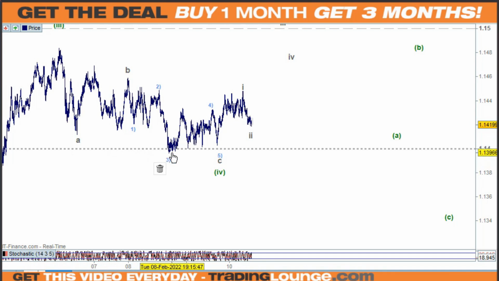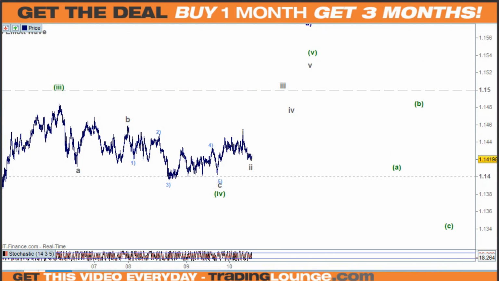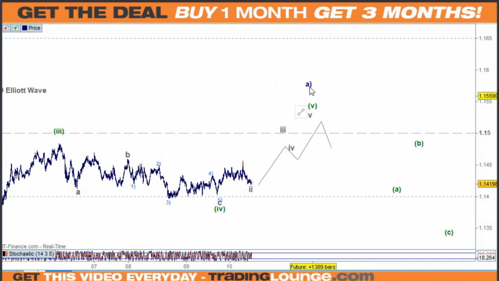I mean, obviously that's the low. Maybe I need to rearrange this here, but it is corrective, so we should be looking at making a new high here to finish this off here as 5 waves up here for wave A.